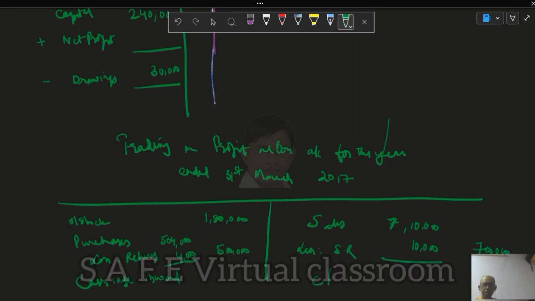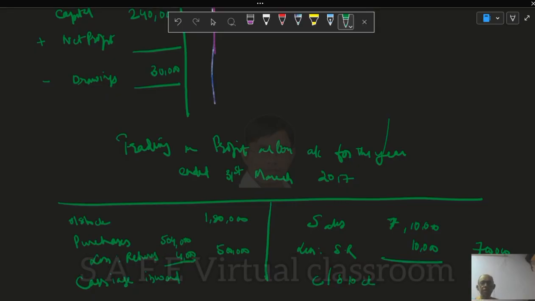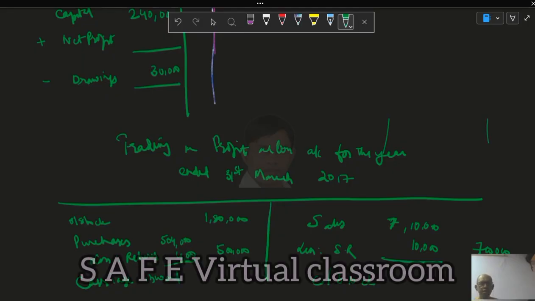Closing stock will come here. What is the value of closing stock given in the adjustments? Closing stock is valued at 2 lakhs. Like this only you have to write.